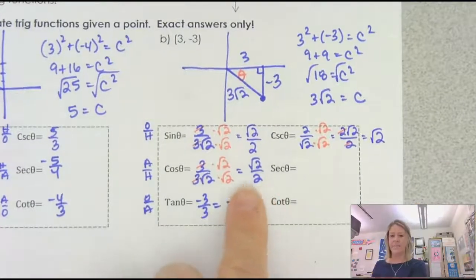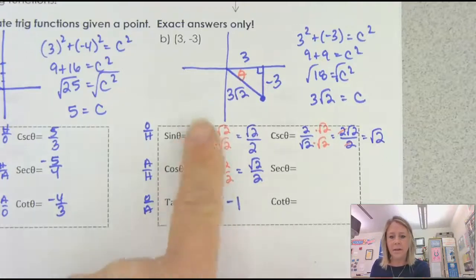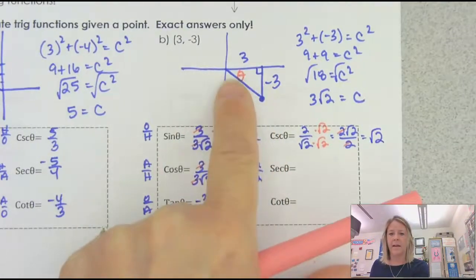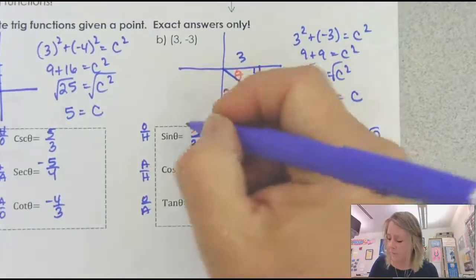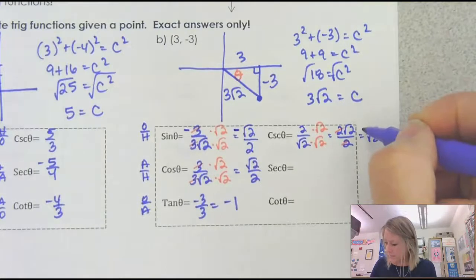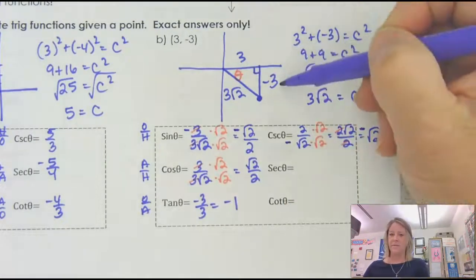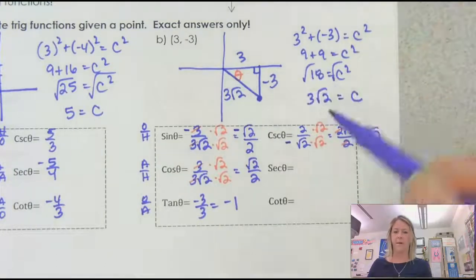All right, this is the same thing as what we just did, except sine is, I didn't make that negative, did I? Sine is opposite over hypotenuse, so that's a negative. That's a negative radical 2 over 2. So that's a negative radical 2. I'm sorry about that. So sine was opposite, which was negative 3 over hypotenuse.